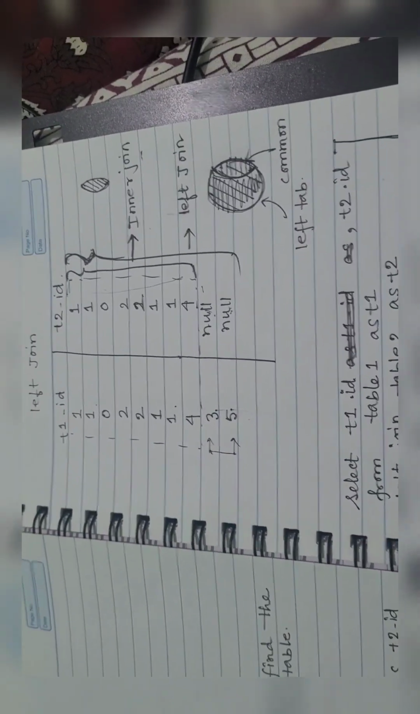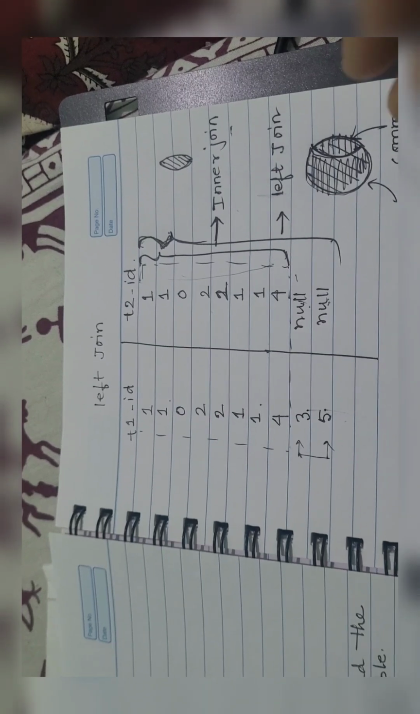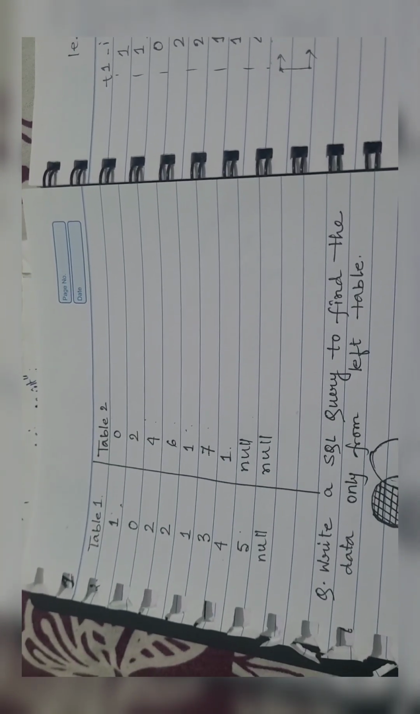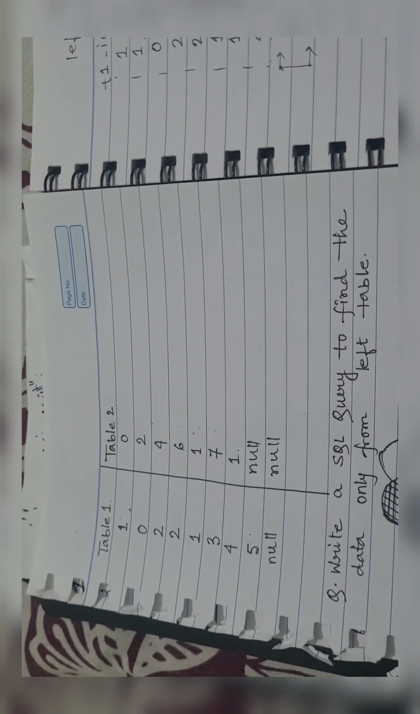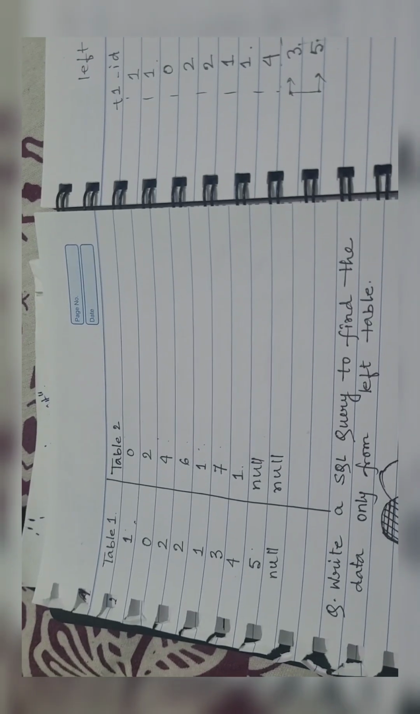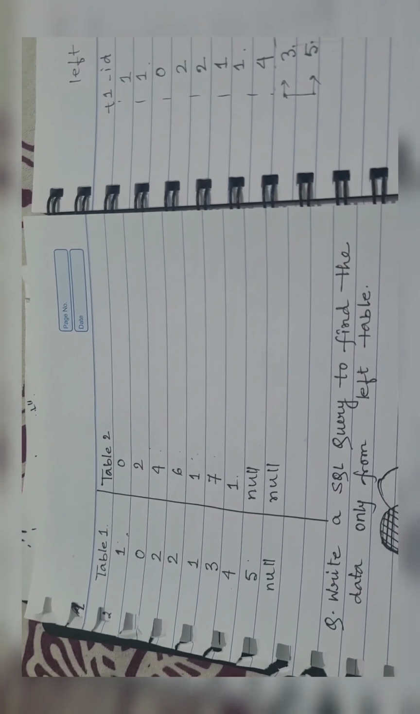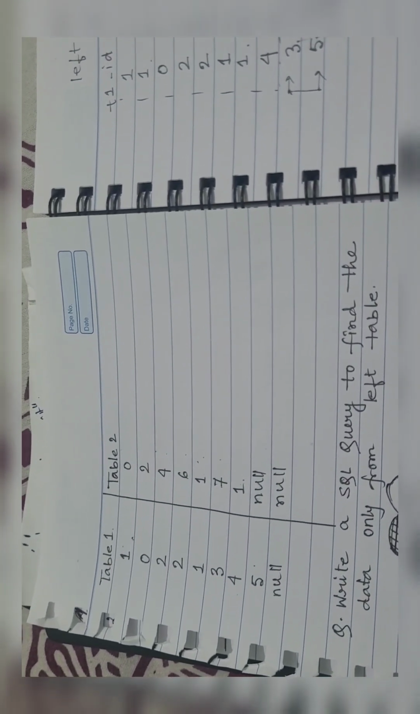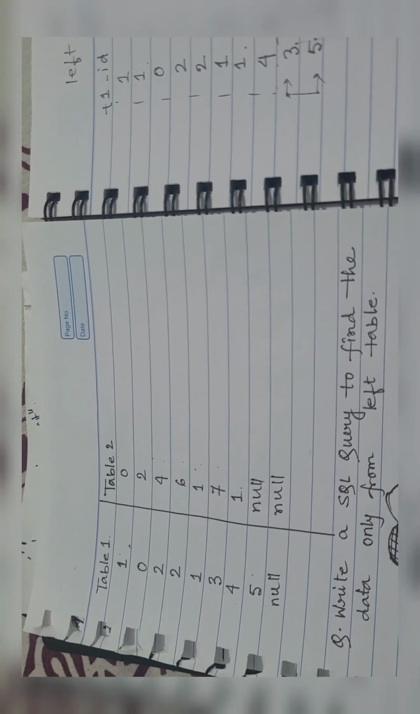So friends, I have come up with the final solution. When you see table 1 and table 2, if I exclude these null values, I am excluding them for the timing. I am considering that these null values are not there in table 1 and table 2. So what will be the output if we perform the left join on table 1 and table 2? The output will be the inner join plus the data which is left out in the left table.